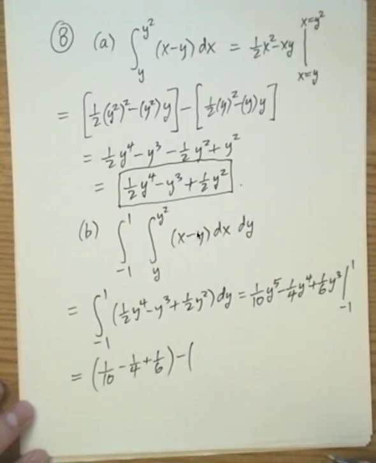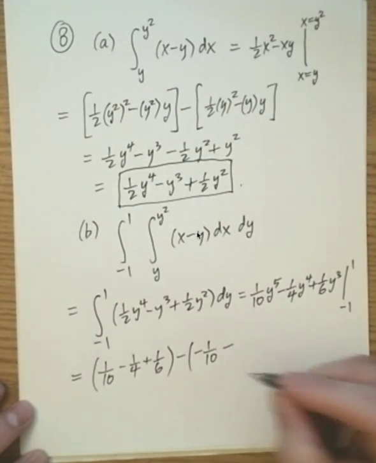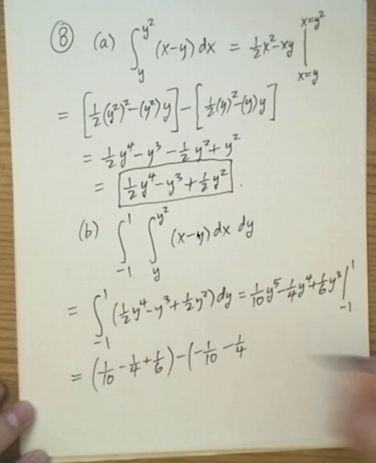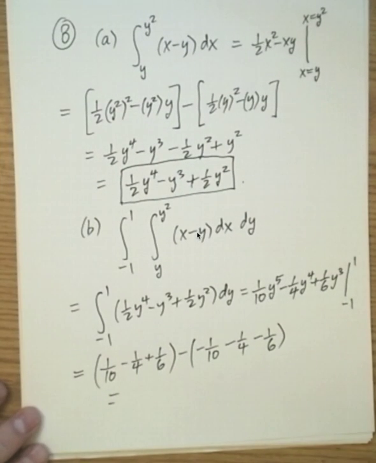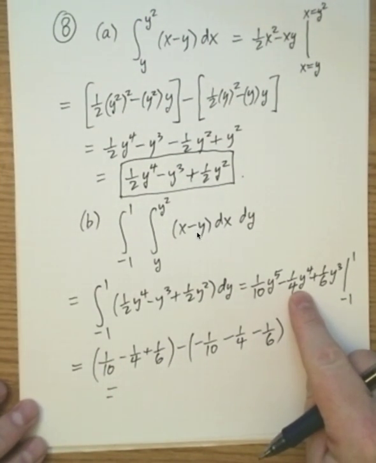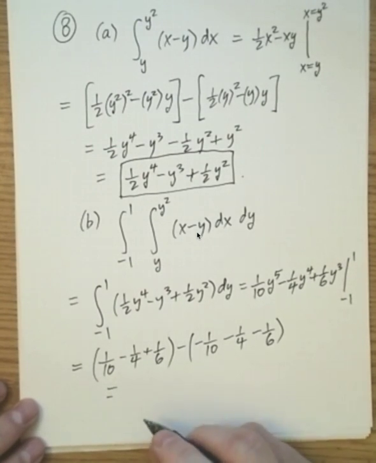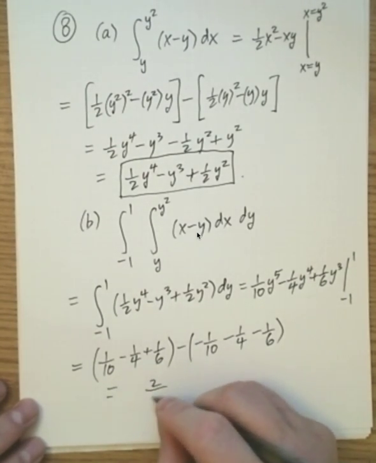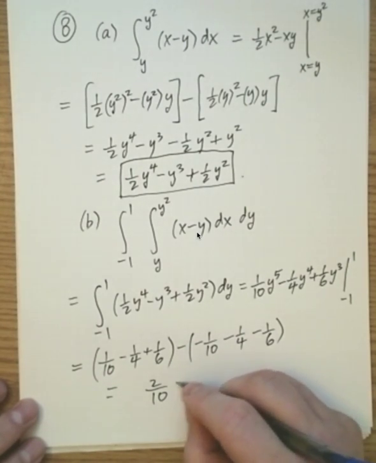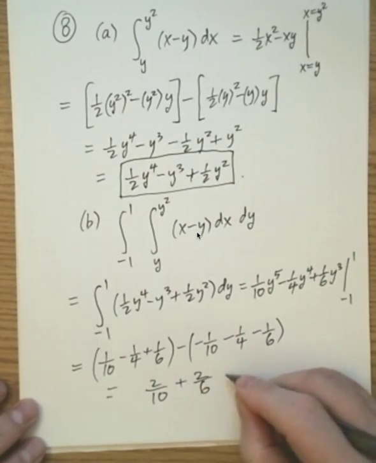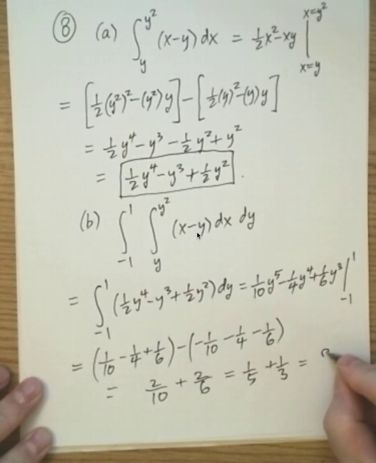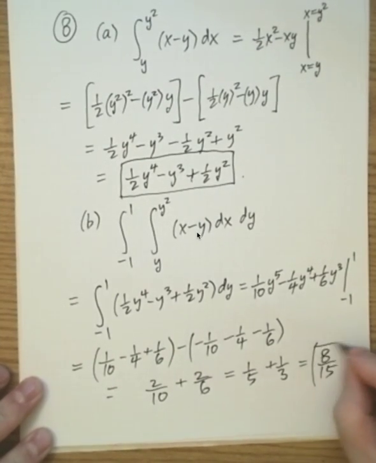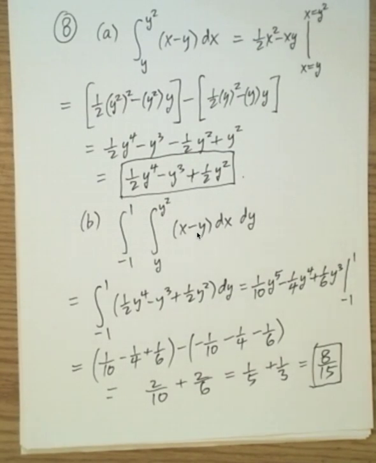We're evaluating at 1. How about at -1? Because of the odd power there, we get a -1/10. We'd get -1/4. And then we get -1/6. So you can see the even part drops out. The even power drops out, but the odd powers get doubled here. Anyway, we get 2/10 plus 2/6. So we've got 1/5 plus 1/3, which is going to be 8/15. And there we are. So we are done.